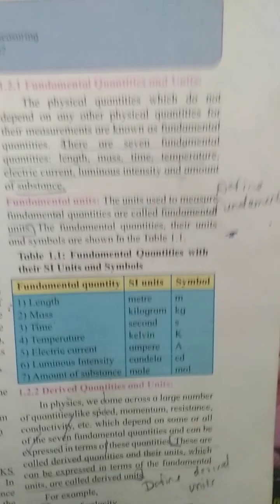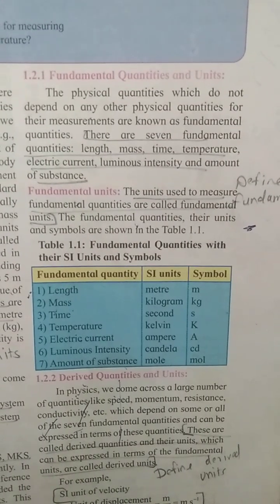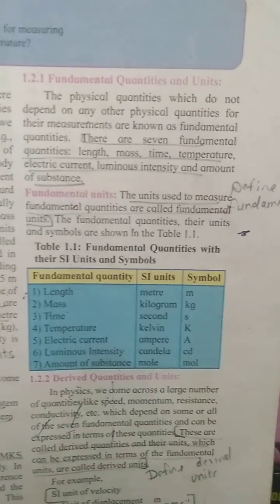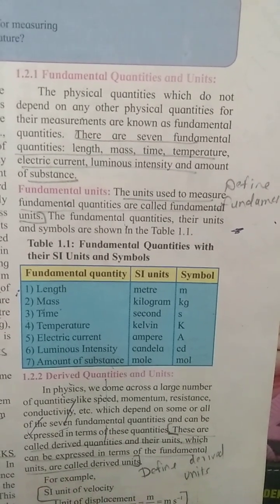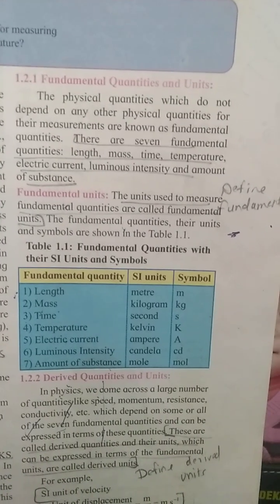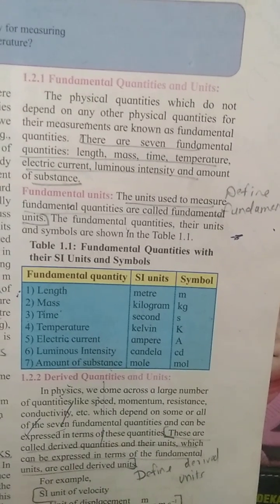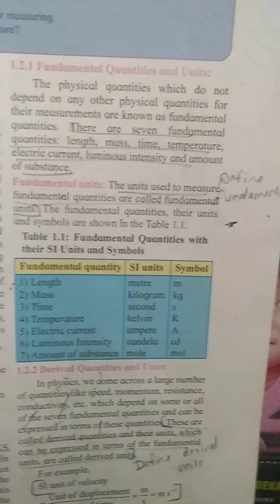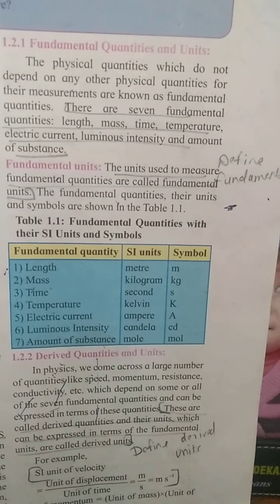Next we are going to move towards the fundamental quantities and units. What are fundamental quantities? The physical quantities which do not depend on any other physical quantities are called fundamental quantities. There are 7 fundamental quantities: length, mass, time, temperature, electric current, luminous intensity and amount of substance. The units used to measure the fundamental quantities are called fundamental units.